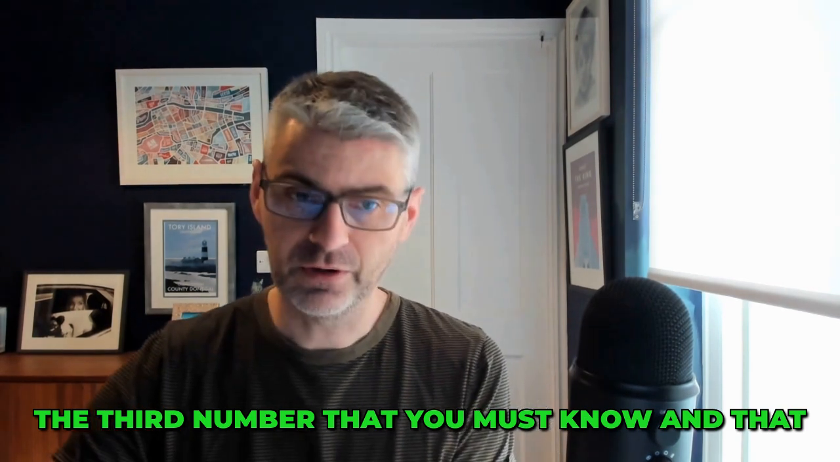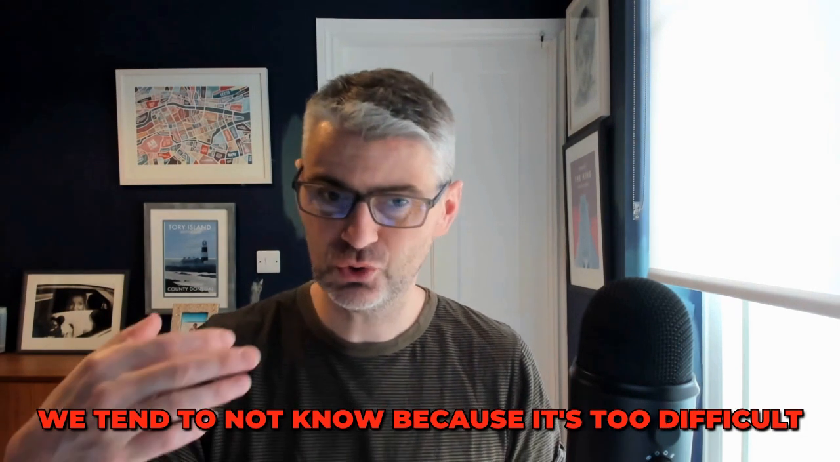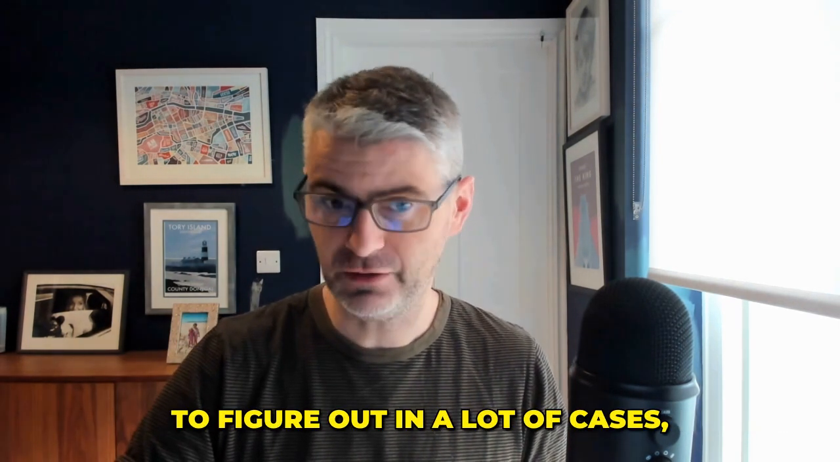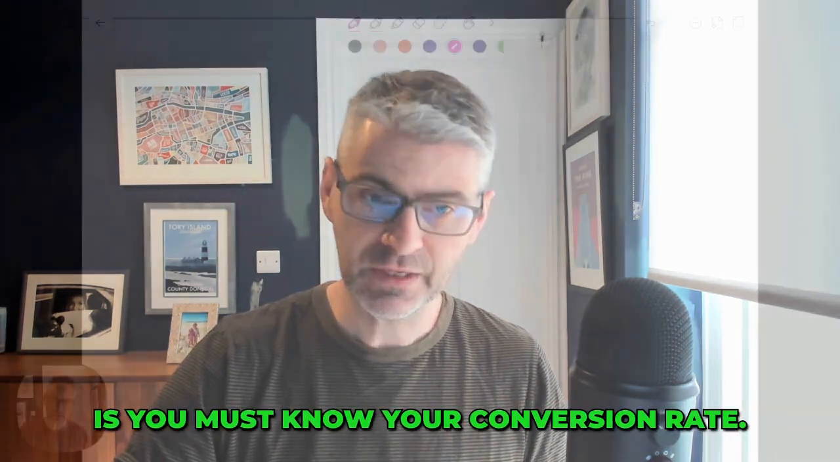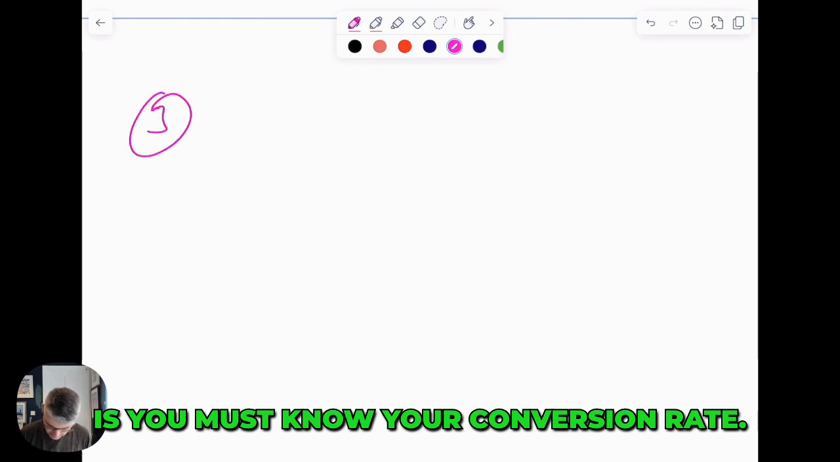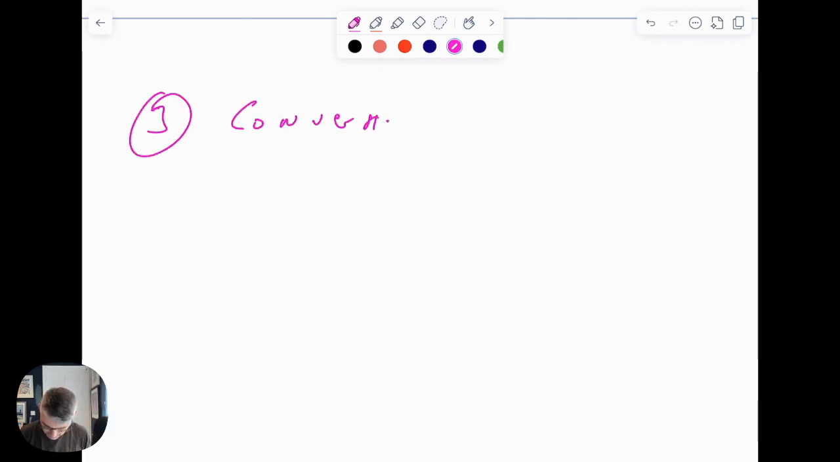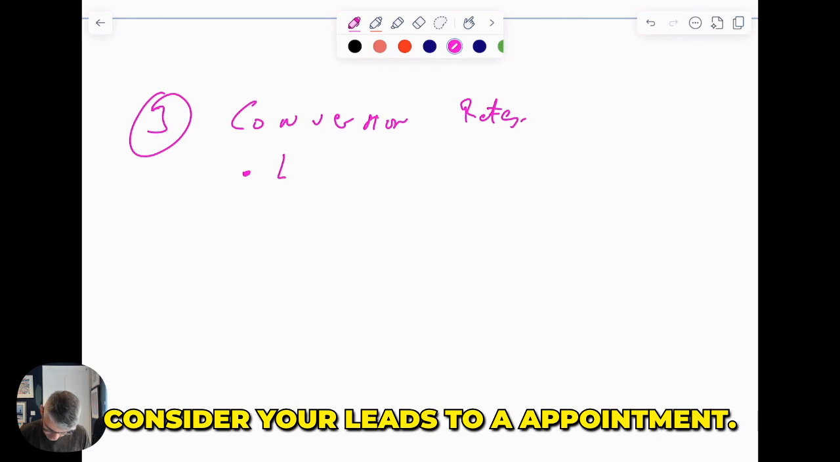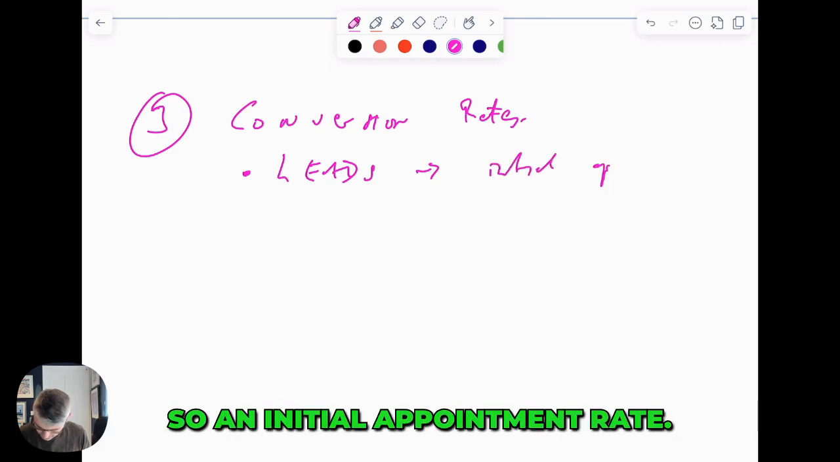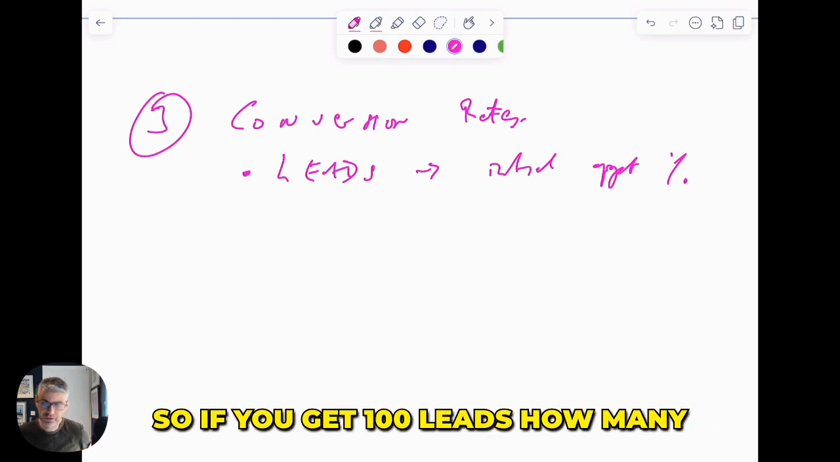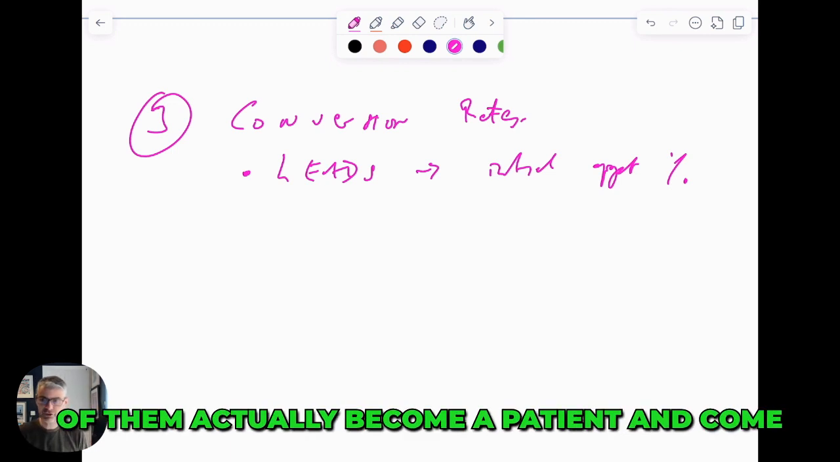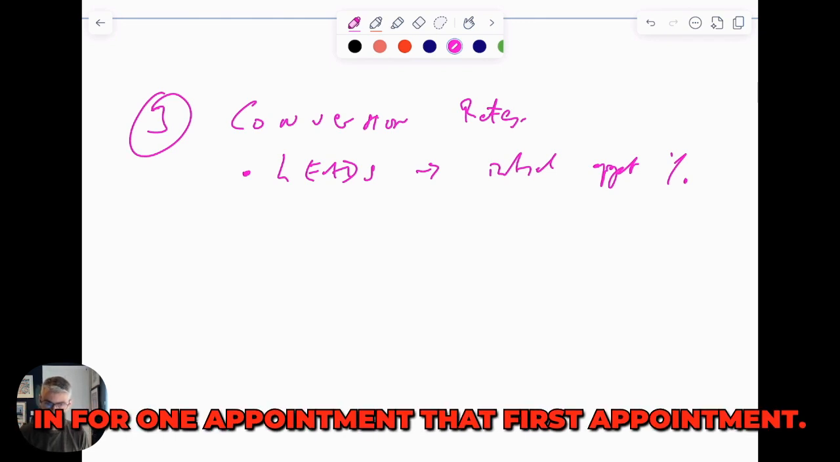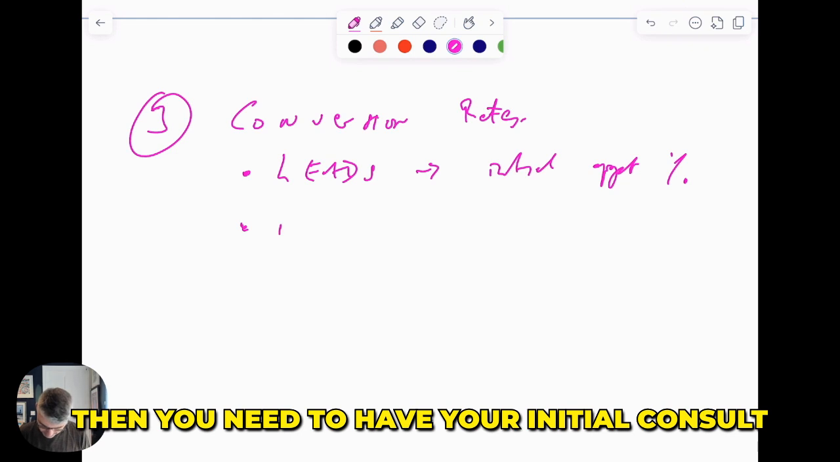The third number that you must know, and that we tend to not know because it's too difficult to figure out in a lot of cases, is your conversion rate. Now, there are a few conversion rates you must consider. You must consider your leads to an appointment, so initial appointment rate. What's the percentage of that? If you get 100 leads, how many of them actually become a patient and come in for that first appointment?